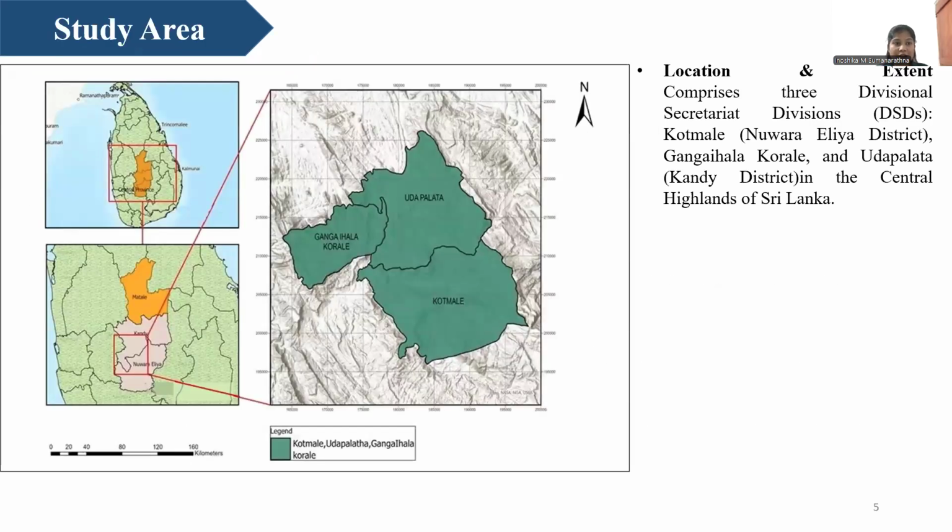This slide shows our study area. The study area comprises three divisional secretariats: Kothmale in Nuwara Eliya district, and Ganga Ihala Korale and Udapalatha in Kandy district, in the central highlands of Sri Lanka.